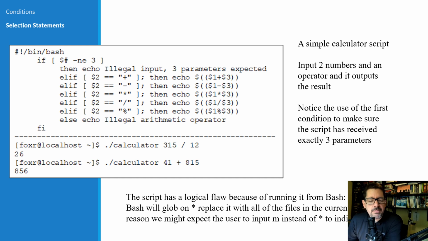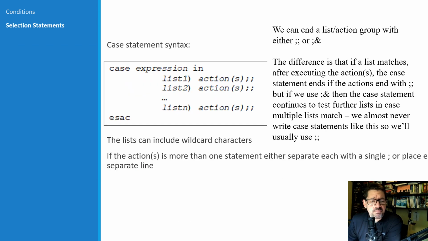Now there is one problem with this. The textbook says it's a logical flaw, but it's actually a syntactical flaw. If we use the asterisk, or the splat, for multiplication in bash scripting, splat already means globbing, right? So it's going to fail. It's going to do something you don't expect it to do. So you'd have to use a different symbol for multiplication, maybe lowercase letter m or something like that.